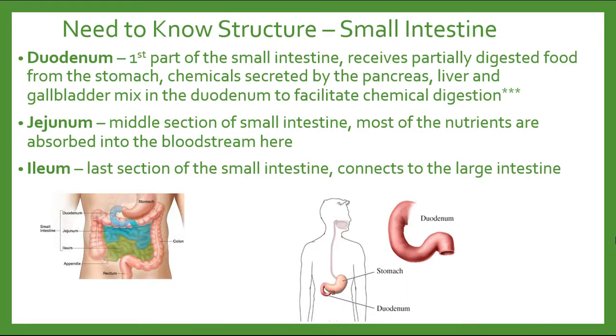Other parts of the small intestine you do not need to know the names of, but this is where absorption will mostly take place. So the jejunum, that middle section of the small intestine: digestion is essentially completed in the duodenum, so what's left to do now is absorption, the movement out of the intestine and into the bloodstream. And then finally, that last section will connect up the small intestine to the large.